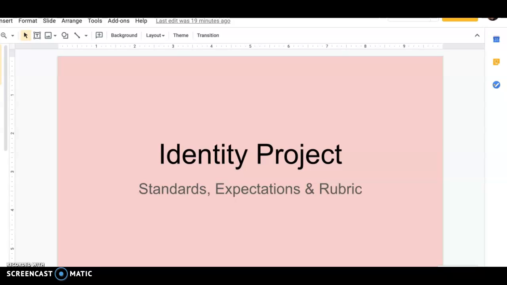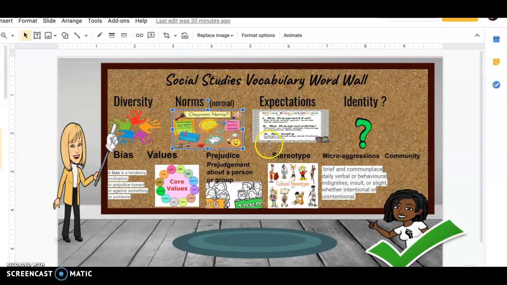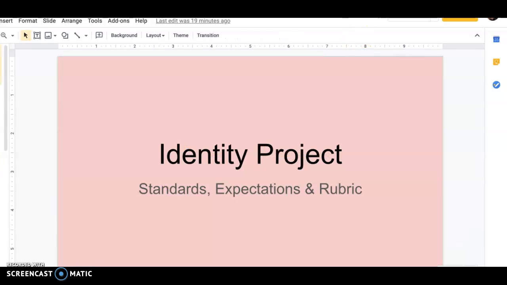This is what 5 to 6 weeks have led up to, our final identity project. This is major. This is huge. We have been looking at all of these words in the last few weeks. And now we're going to put all of these words into a final project, our identity project.